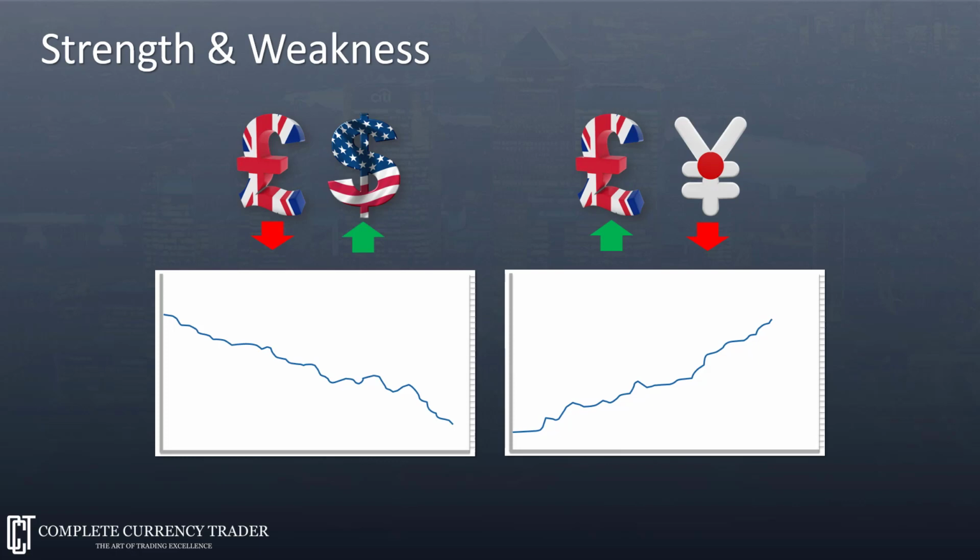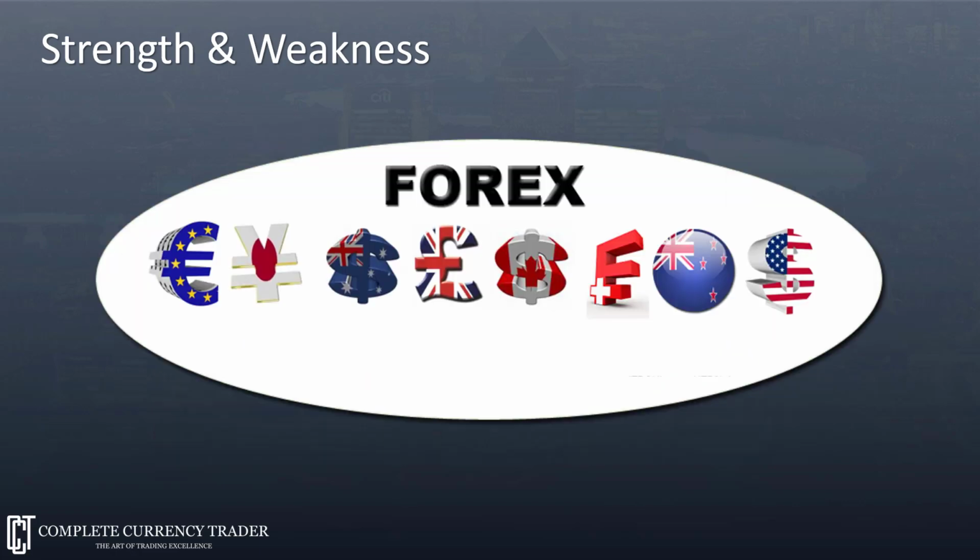That could be quite confusing if you were looking at pair charts. You know, how can the pound be going up on one and down on another? Well, that's why we don't look at pair charts. We look at individual currencies instead, and this is how we do that.